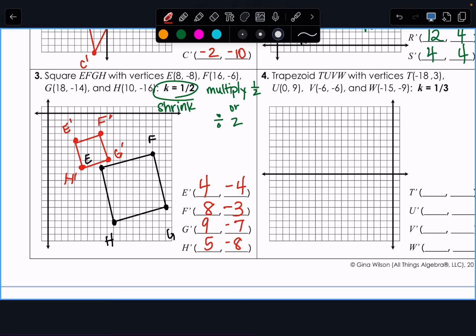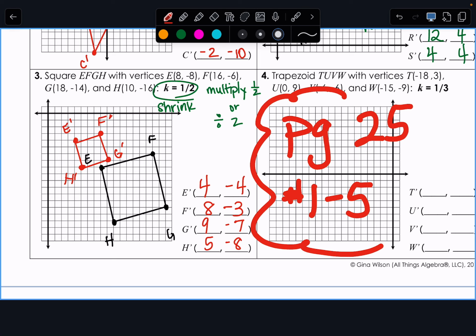Okay? So I would love for you to get your homework done before the weekend starts. So if you would also like that, let's get busy. On page 25, you have 5 problems to do. Find me the new coordinates and then graph them.